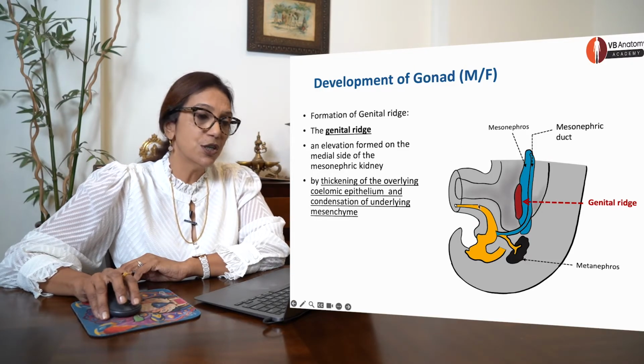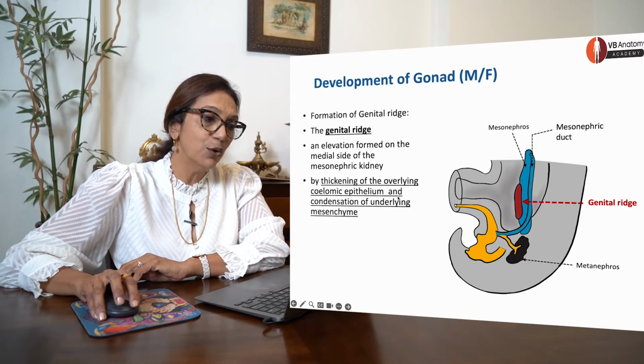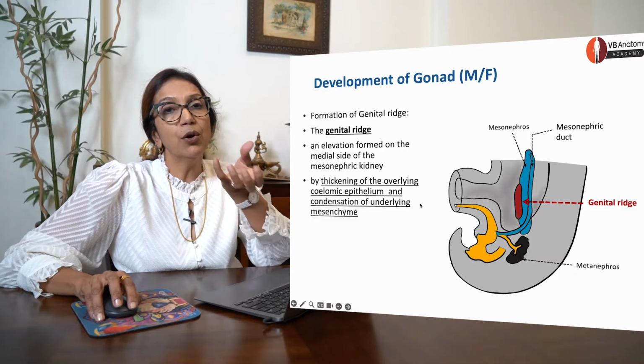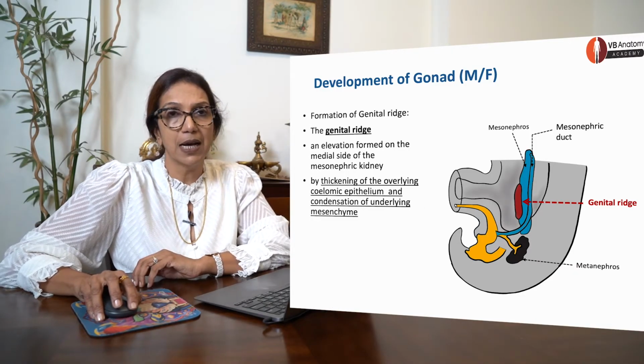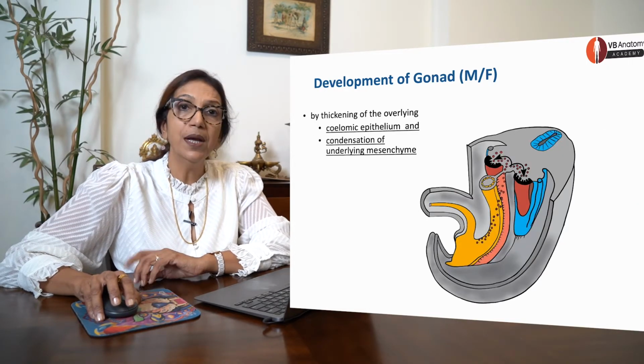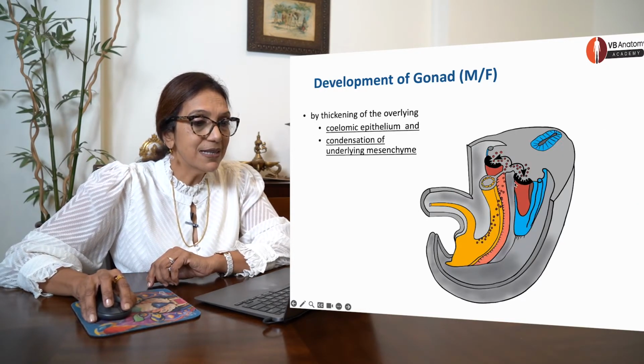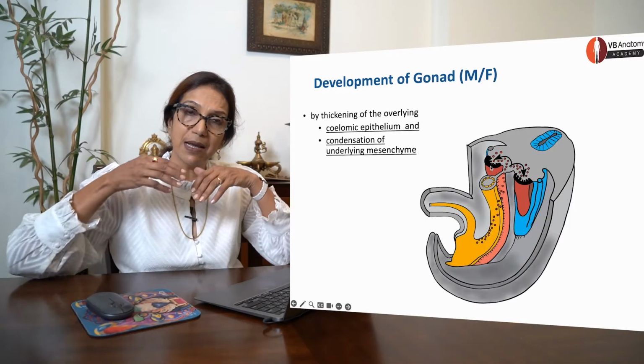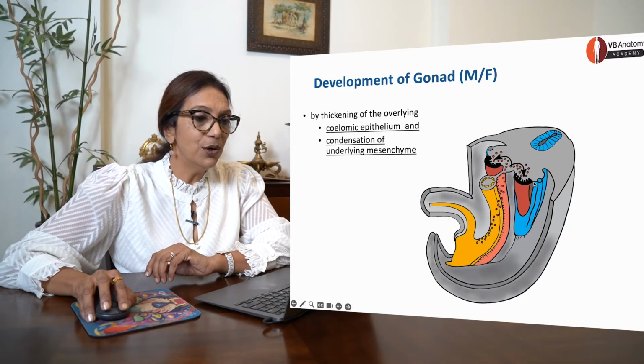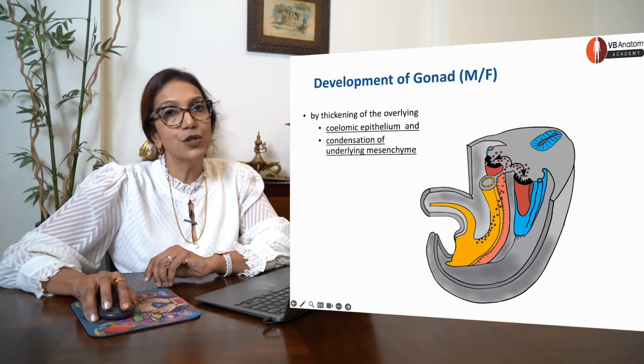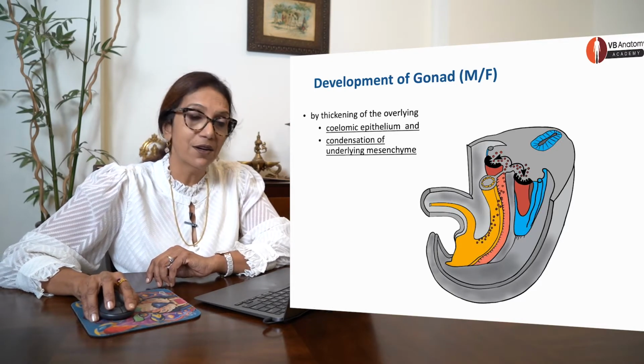This genital ridge is produced by thickening of the coelomic epithelium with the contribution by underlying mesenchyme. Easy to read the sentence, difficult to understand. Okay. So here, this covering is your coelomic epithelium, on both sides. And this gray tissue that is coming in is the mesenchyme. And together they are producing this elevation on both the sides, which is called the genital ridge.